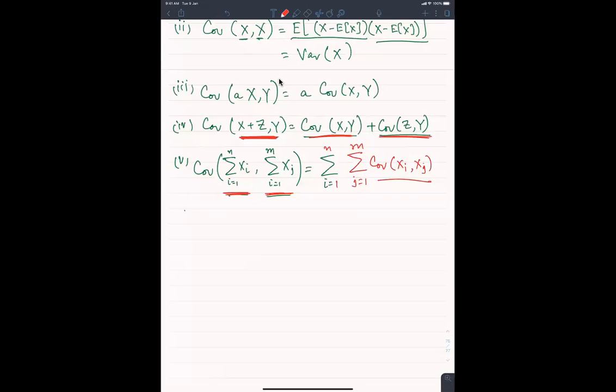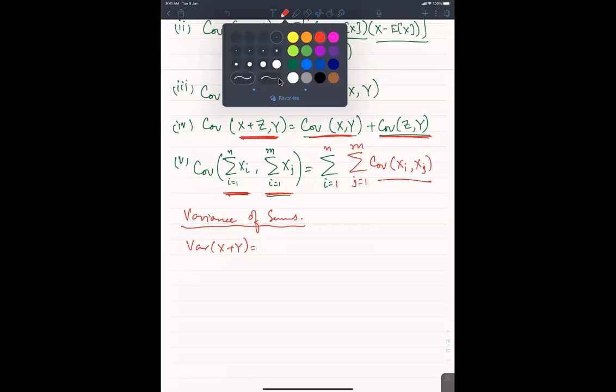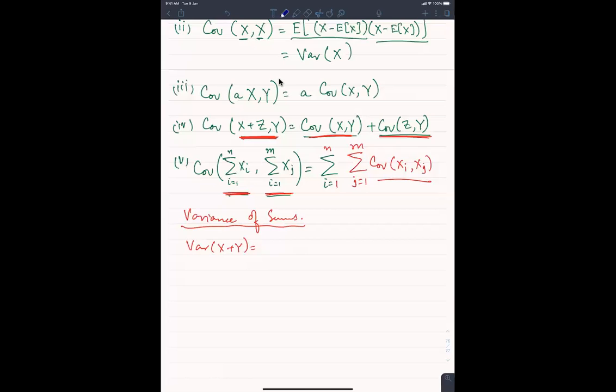Now, variance of sums. So variance of x plus y. We saw that if x and y are independent, what was the variance of x plus y? Answer in the chat window. What is the variance of x plus y when x and y are independent? Yeah, this was equal to variance of x plus variance of y if they are independent.